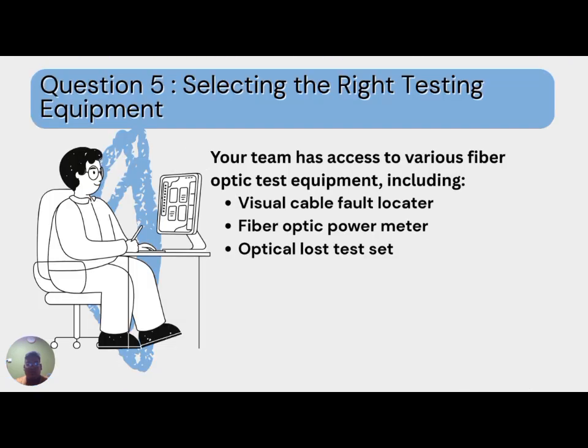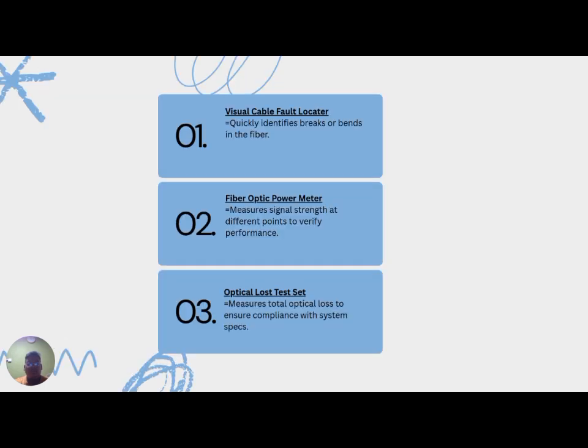Today I will be continuing the case study for the fiber optic communication system. For question 5, selecting the right testing equipment: my team has access to various fiber optic test equipment including a visual cable fault locator, fiber optic power meter, and optical loss test set. So what are these? What are the uses of this equipment?